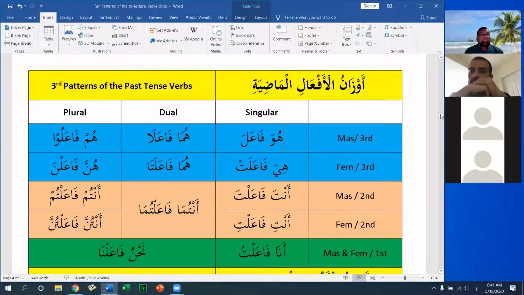And don't make it sound like there's a shadda on the meem. It's هما.